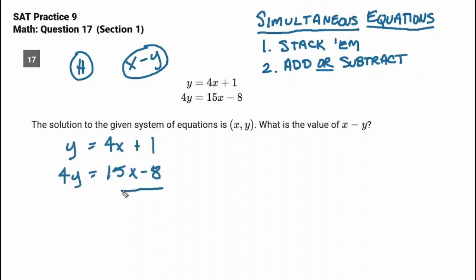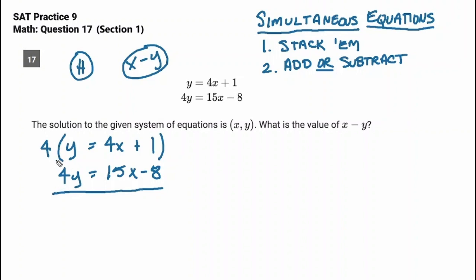Draw a line under them and make sure that you've got the y's lined up, the x's lined up, and the numbers lined up. Your goal when you add or subtract is to make something go away. This is a hard question, so you can expect wrinkles, and the wrinkle here is you can't add or subtract these equations to make anything go away. So what you're going to want to do is multiply or divide one of the equations so that you can make something go away. I'm going to multiply this equation by 4.